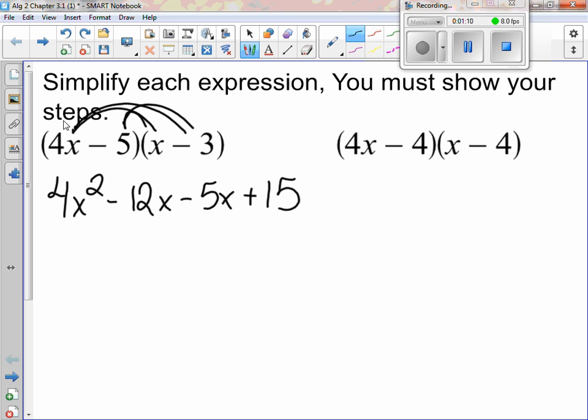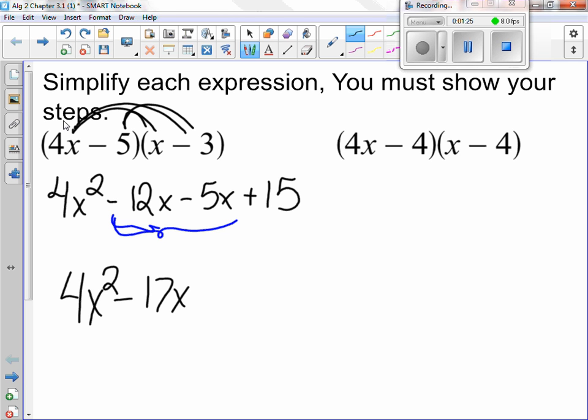Now, the next thing we would need to do is combine like terms, and we have 2 like terms here. It'll be these two here. Because 4x squared, there's no other terms with x squared, but negative 12x minus 5x is going to be negative 17x, and then we have plus 15. And that's it. So when we distribute, we multiply through.